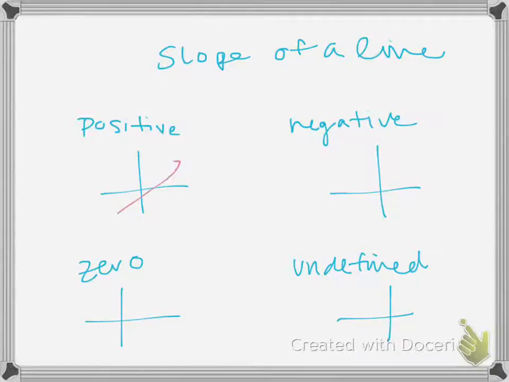Okay, a positive slope should be increasing. A negative slope should be decreasing. 0 slope should be horizontal. And an undefined slope should be vertical.